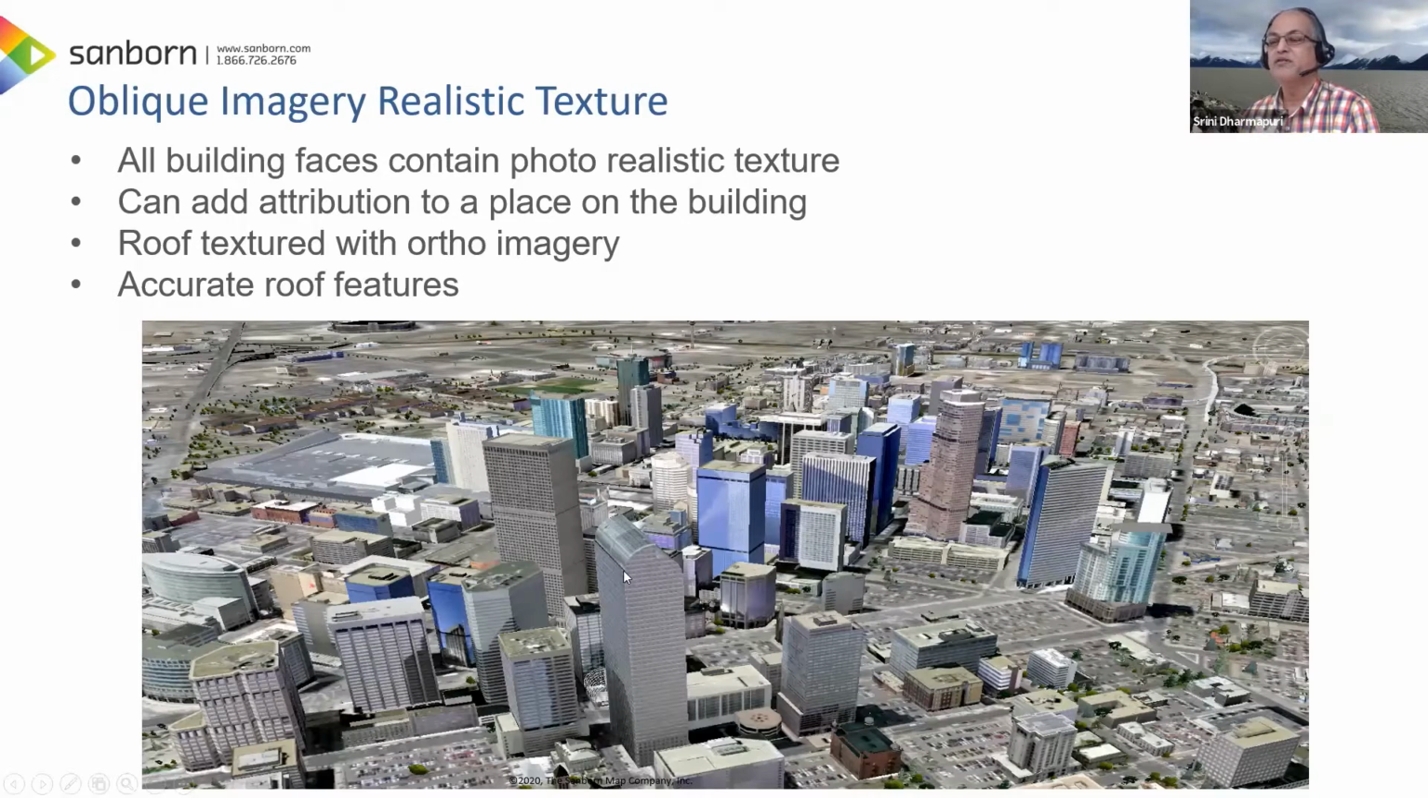Another important thing with this oblique photograph is that you can also add the attribution to your place on the building. That is what I explained earlier. And the roof features will be textured with the ortho imagery, because with the ortho imagery you can see only the vertical, whereas the side views will come from the oblique imagery.